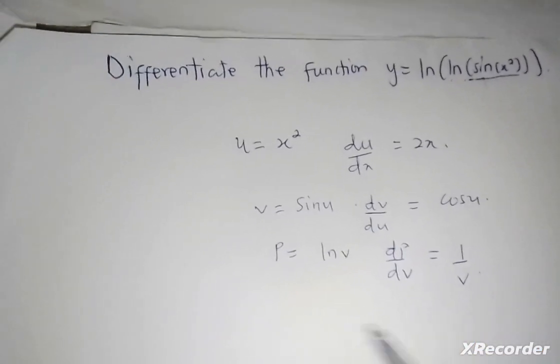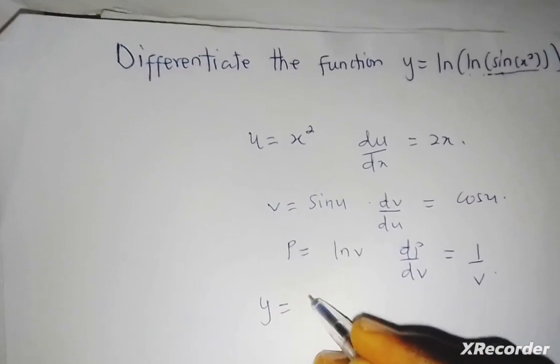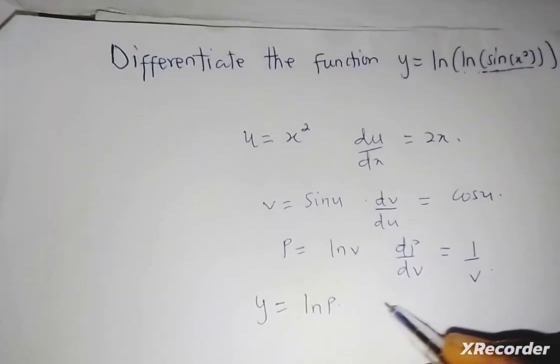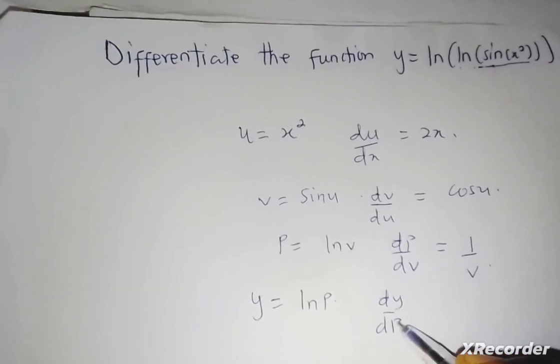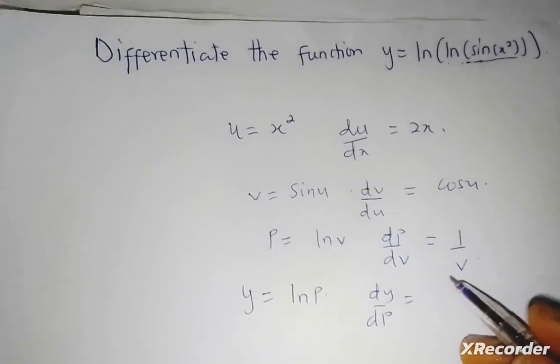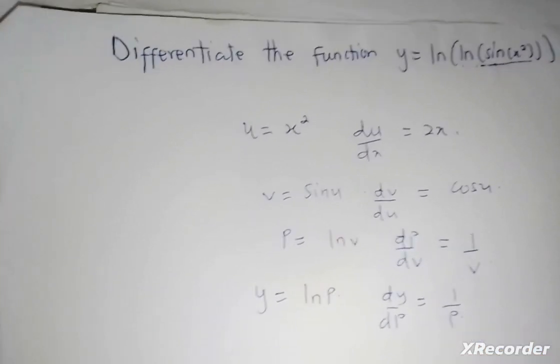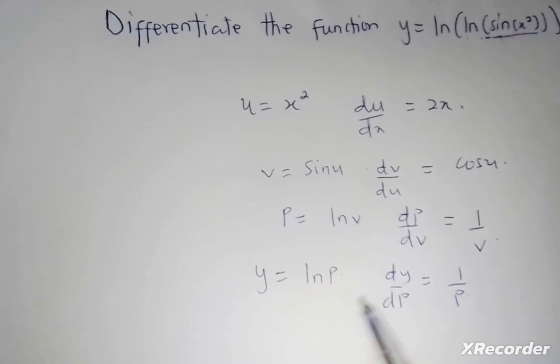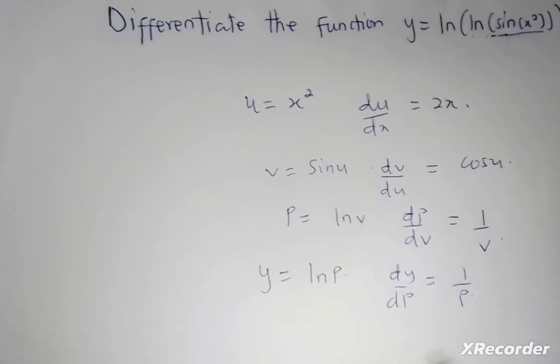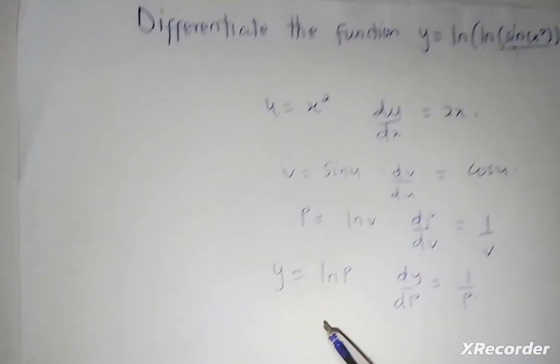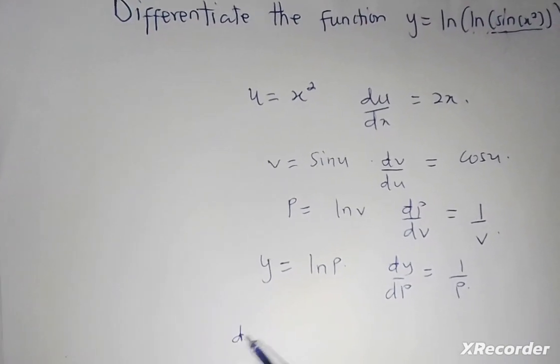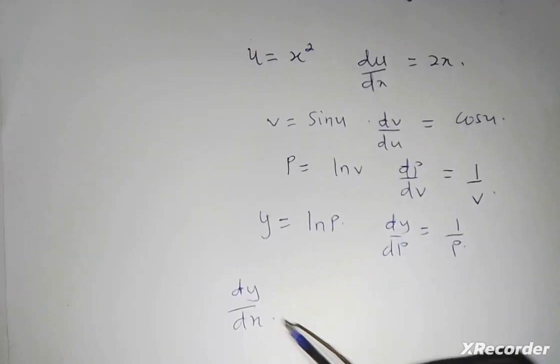We put it down. Now our function is going to be y is equal to ln of p. And finally dy over dp will be equal to, when you differentiate ln p, 1 over p itself. That is how to find the derivative of every ln function. At this point, let's go back to what the question asked us. We are going to find dy over dx.